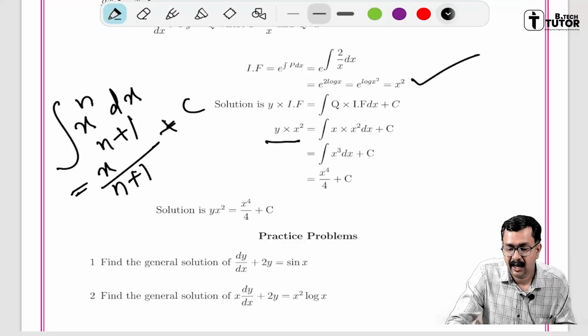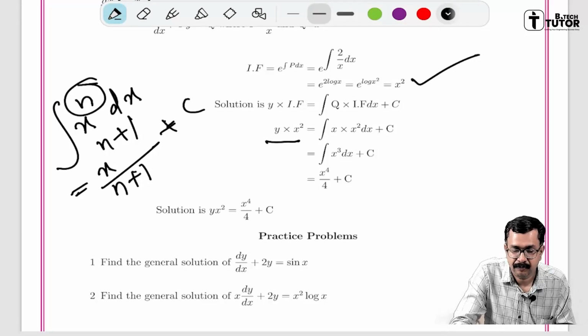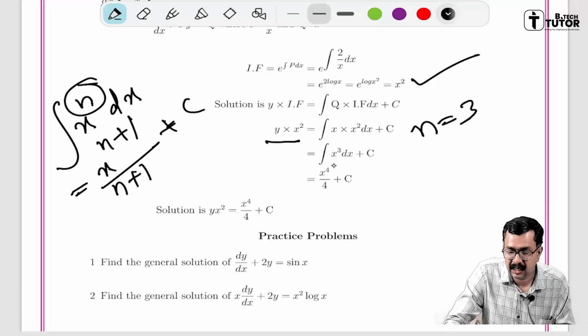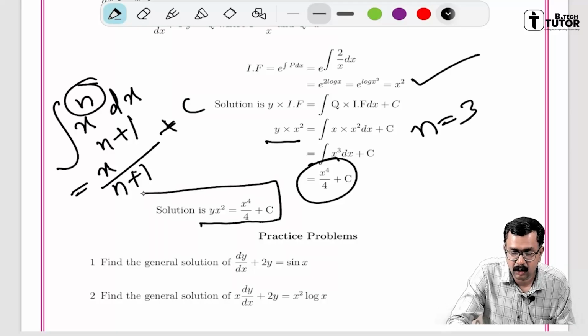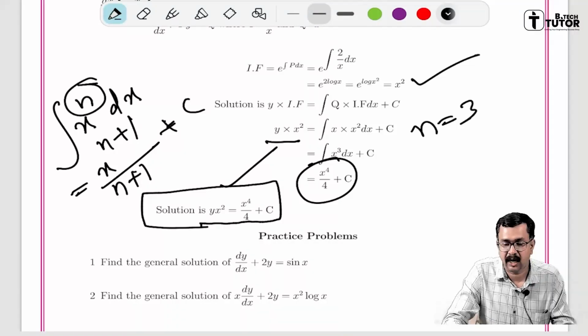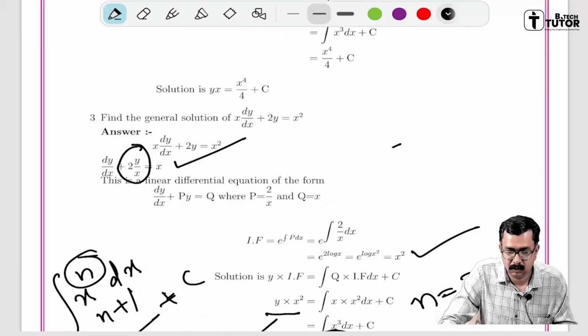Here n is replaced by, here n equal to 3. Therefore, the final answer is integral x cube dx, that will become x raised to 4 by 4 plus c. Now the solution is y into x square equal to x raised to 4 by 4 plus c. That is our general solution. Got the idea? Once more.